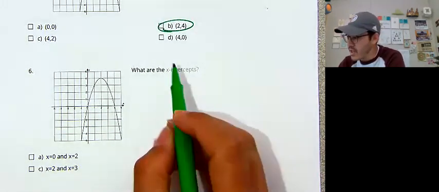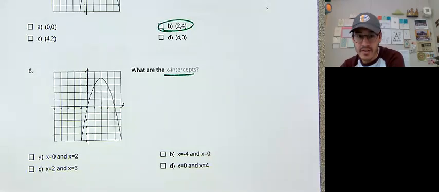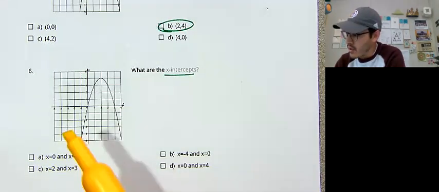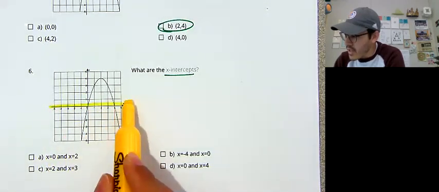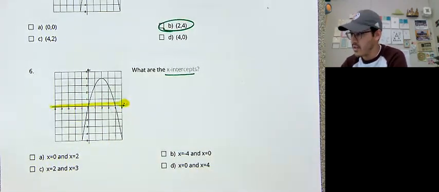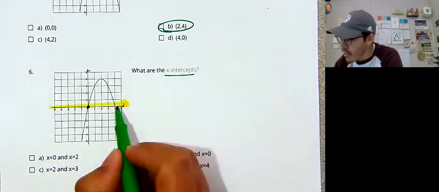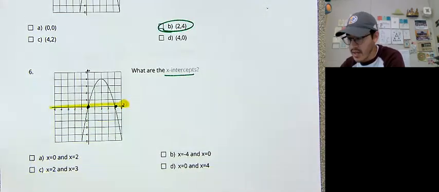All right, number 6, now we want to find the x-intercepts. Right? So where does our parabola cross the x-axis? And this one crosses in 2 spots, right? Crosses at that point and that point there. And that was 0 and that was 4. Okay, so 0 and 4.